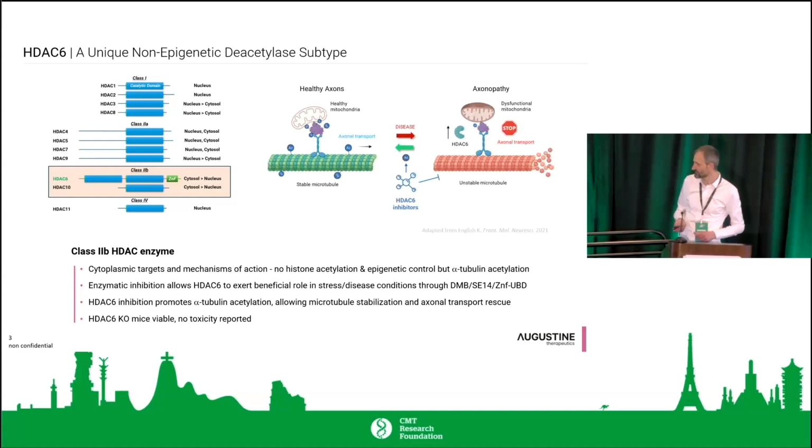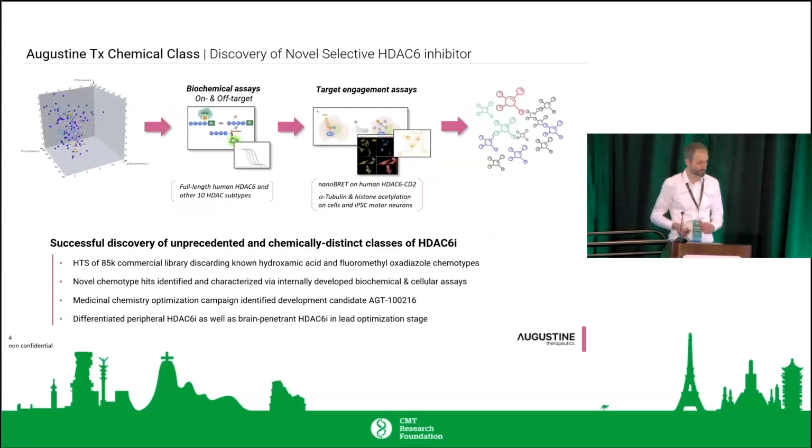This is a picture showing more in detail what happens when you inhibit HDAC6. So on the right-hand side, you see the disease state where the axonal transport is impaired. Once you block HDAC6, you will hyperacetylate, so it's like paving the road again so that the trucks can pass to transport the cargo along the axons, including mitochondria, and this leads to improved axonal health and regrowth of the neurons.